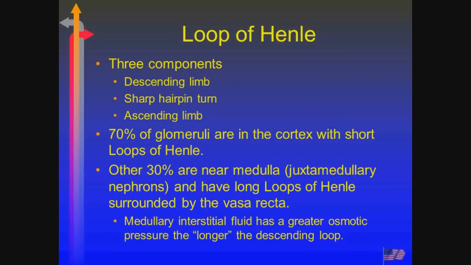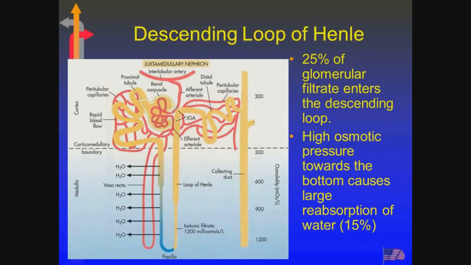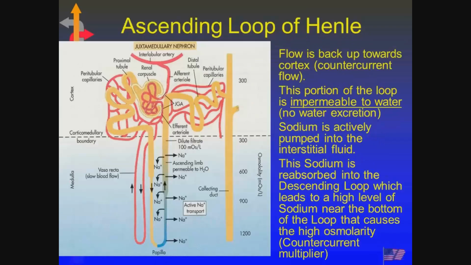And I'll go through that slowly because it's a little bit confusing. I have to review it every time I give this lecture because I always get it mixed up a little bit. So let me do this. Let me go to the ascending loop first. I'll come back to the descending.